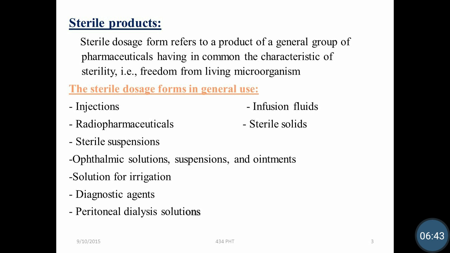Again, peritoneal dialysis solutions. The different dialysis solutions are used to remove the excess of fluid, to correct electrolyte imbalances, or to remove the toxins in case of kidney failure. So they are also injected or given by the parenteral route, so they should be sterile. Again, different infusion fluids and the sterile solid products.